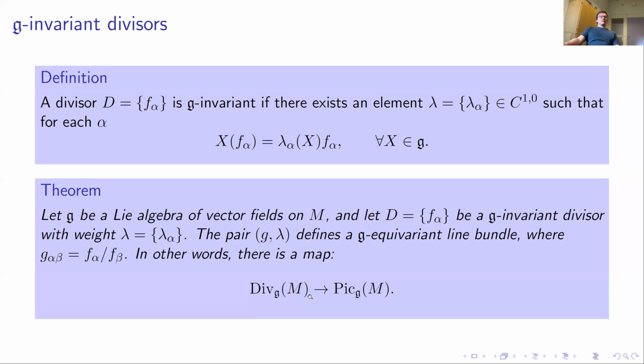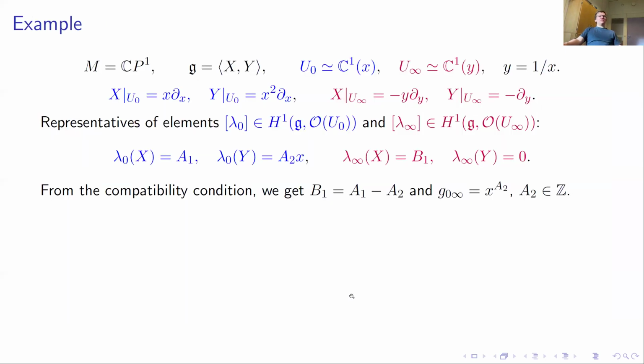But I should also mention that this map in general is neither injective nor surjective. The kernel contains, for example, all globally defined absolute invariants. Every globally defined absolute invariant goes to 0 here. It's also not surjective, which we see in our example. So let's just continue this example.